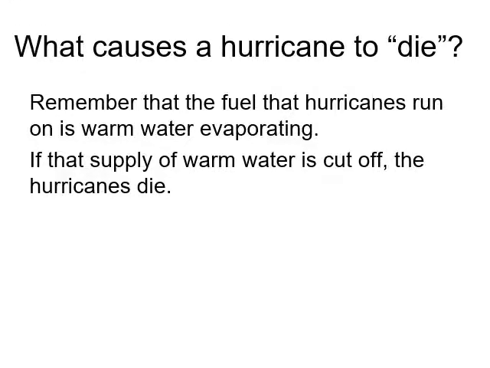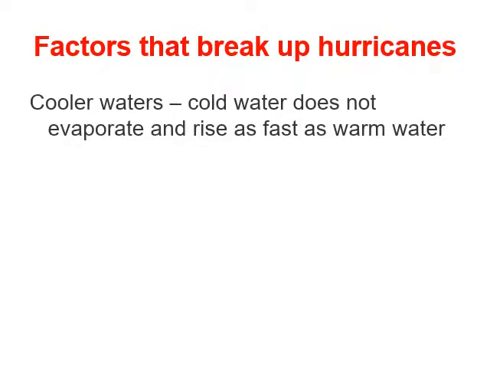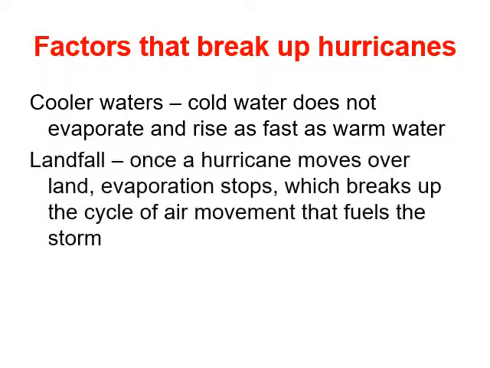So what causes a hurricane to die? They don't last forever. Remember what they run on. Their fuel is warm water evaporating. So if you cut off the warm water supply, the hurricane's actually going to die. Well, what would cause that to happen? Well, for one thing, if it moves over colder water, cold water doesn't evaporate and rise as much as warm water. So if a hurricane goes north, winds up over a cold water current, it's going to die because it's going to run out of gas because the water's not going to evaporate as quick.